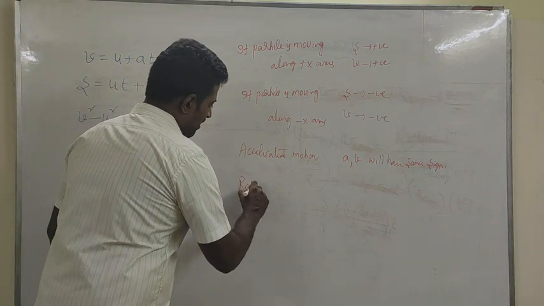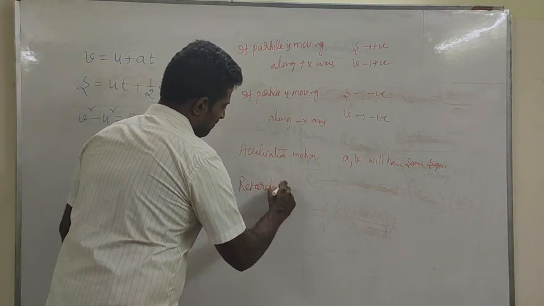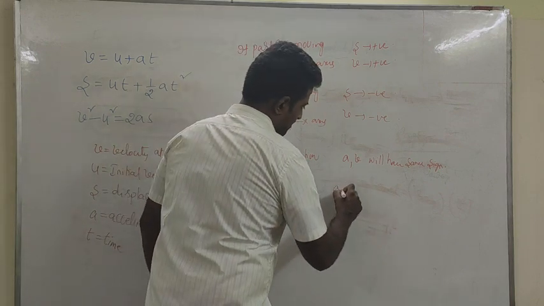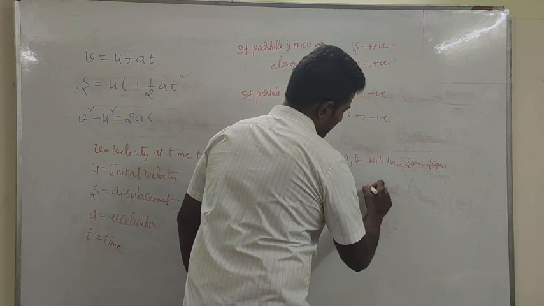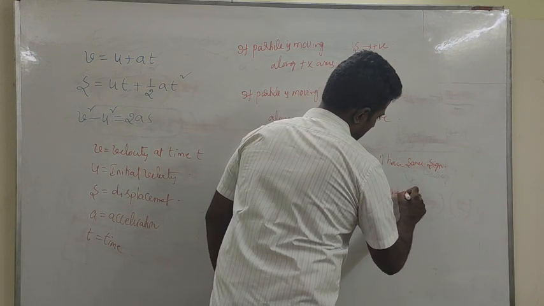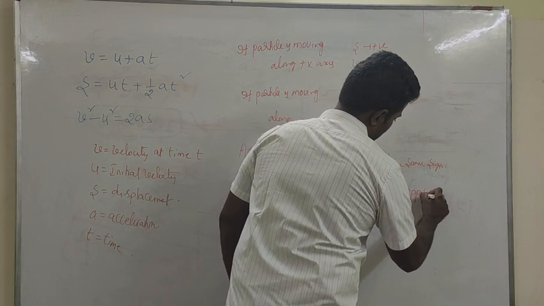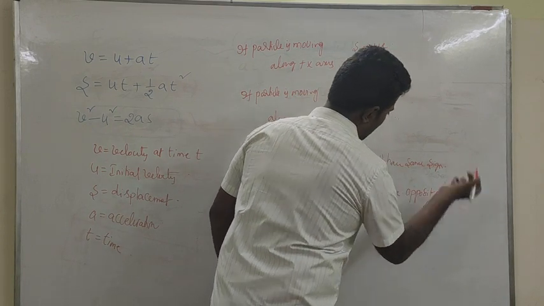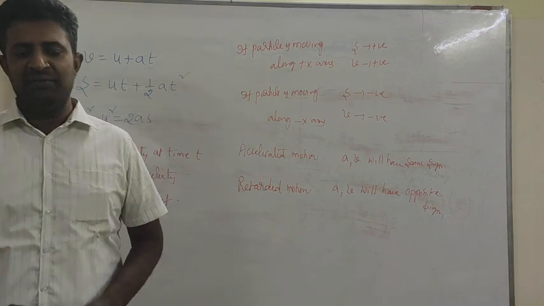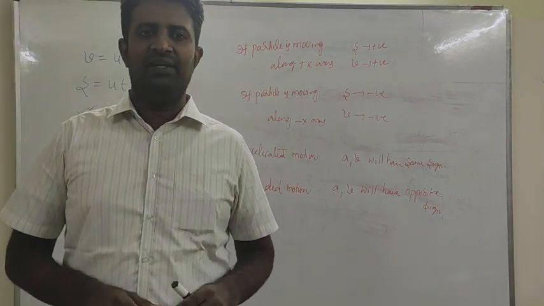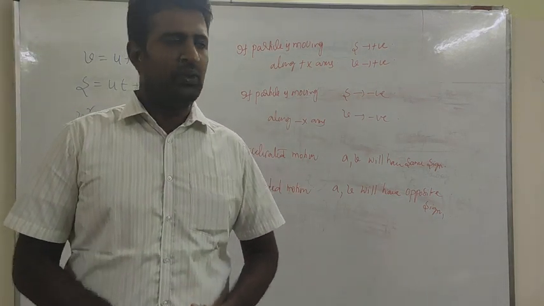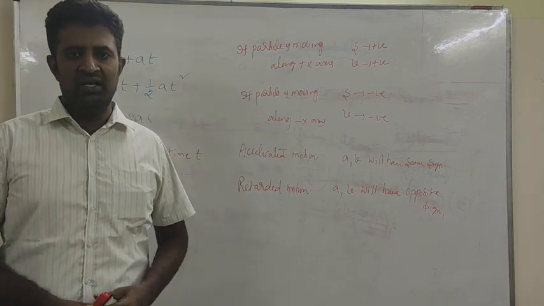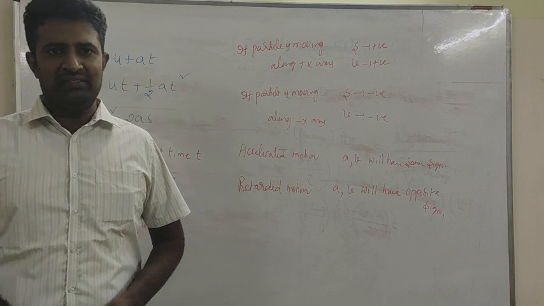In case of retarded motion, acceleration and velocity will have opposite signs. So in case of retarded motion, if velocity is positive, acceleration will be negative. If velocity is negative, acceleration should be positive. These three equations in combination with this sign convention will solve any complex problem.